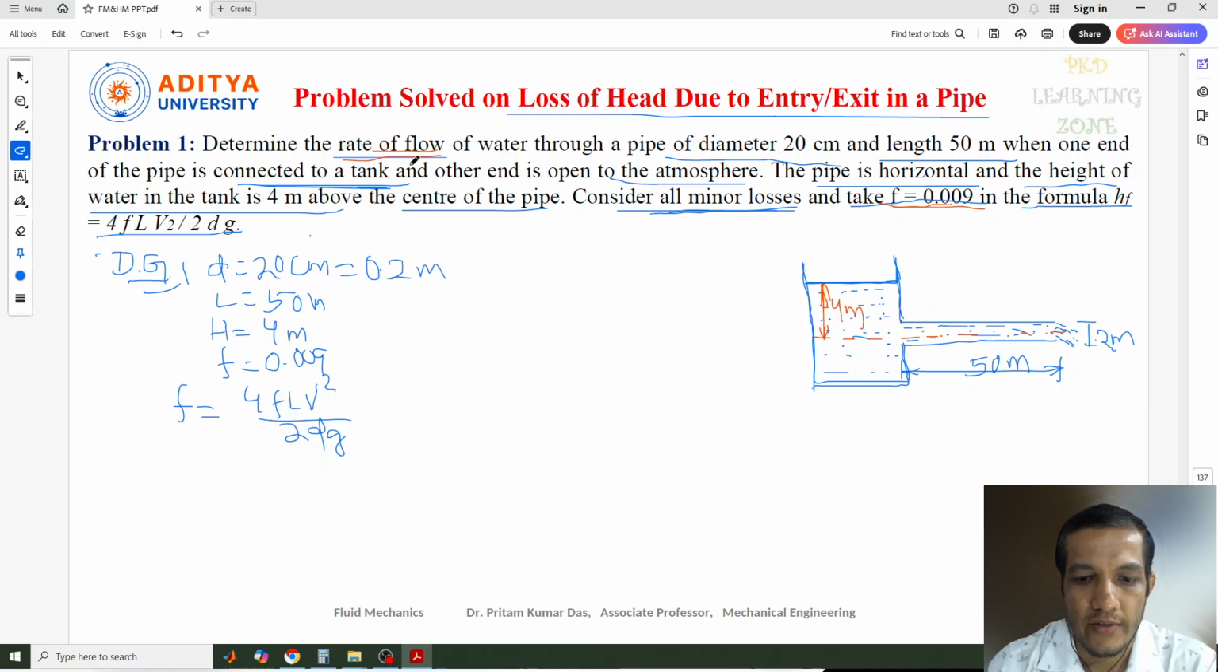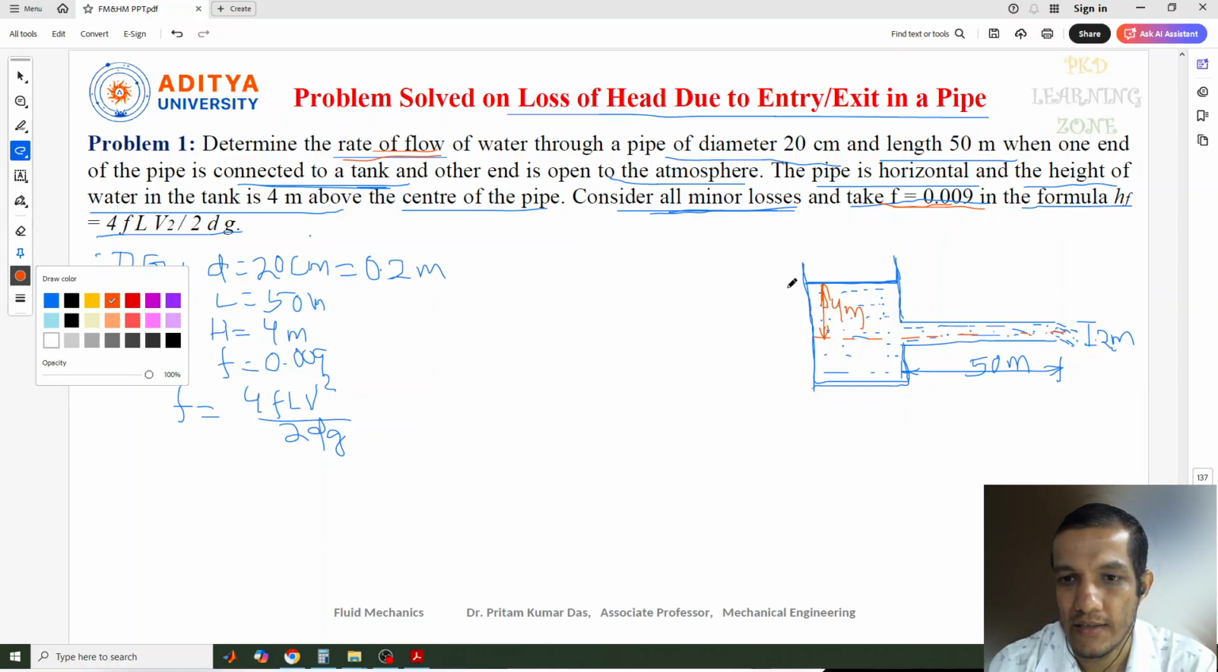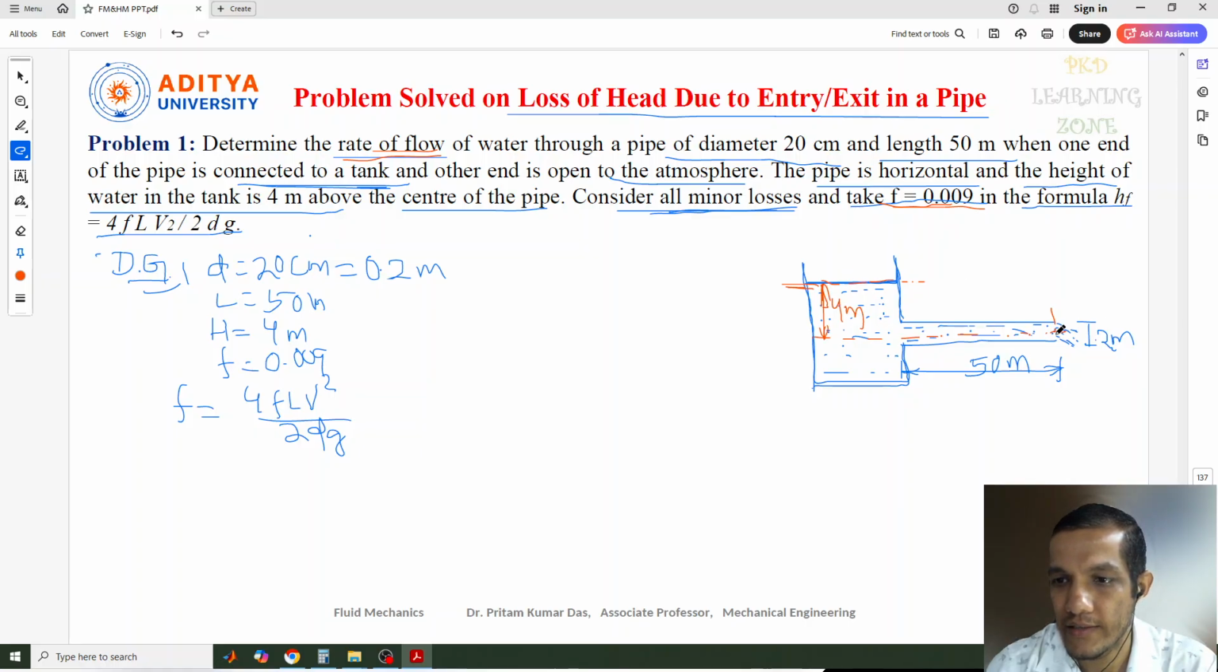Now we need to find out the rate of flow. Before that, let's consider two different layers. This is the top surface of the water. Let's consider this as one layer, the water surface where the water exists. This is one layer, meaning this is one section. Let's consider this as section 1, and this as section 2.